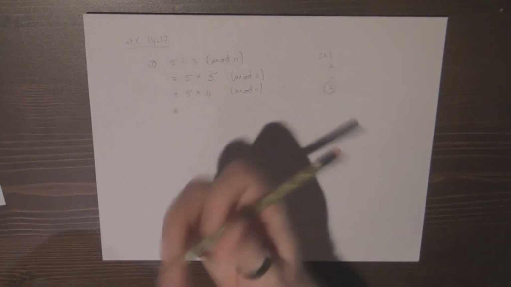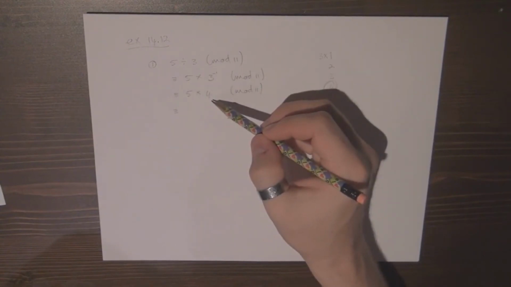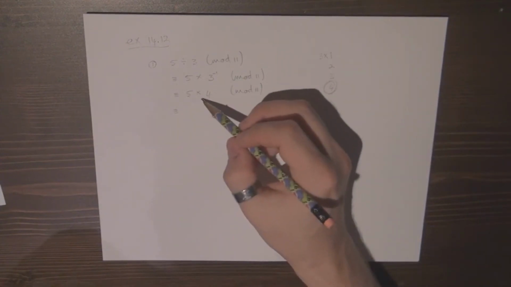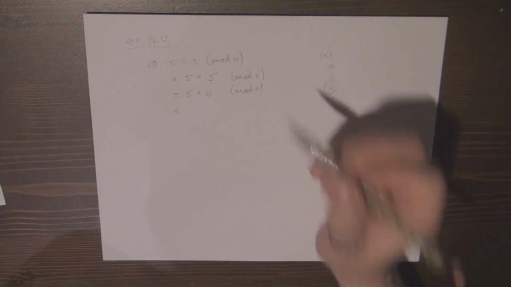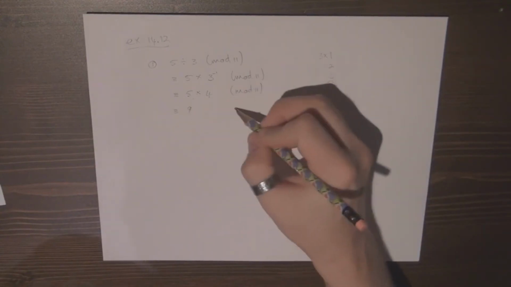Then I might as well finish it. Technically that's all the question is asking for, but I might as well finish it. 5 times 4 is 20. 20 mod 11 is 9.